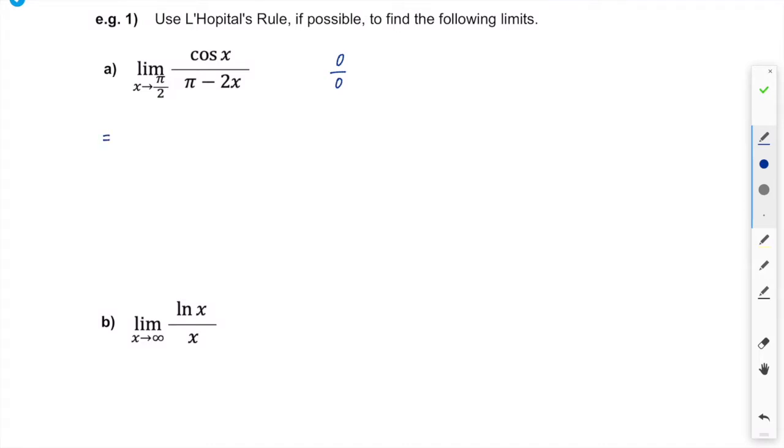That means we should be taking the derivatives of both the numerator and the denominator now. So cosine x turns into negative sine x. In the denominator, the derivative of pi is 0, and then the derivative of negative 2x is negative 2. So we're taking the limit as x approaches pi over 2 of sine x, and then multiplying that by a half. And this is going to be a half. Okay?